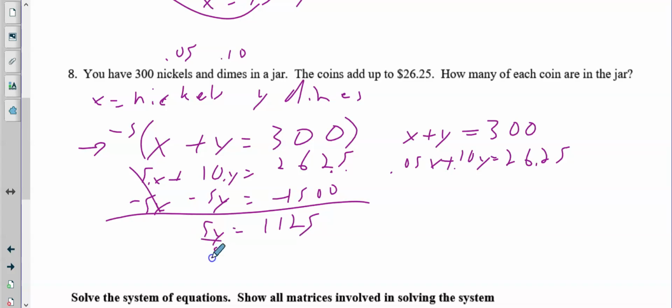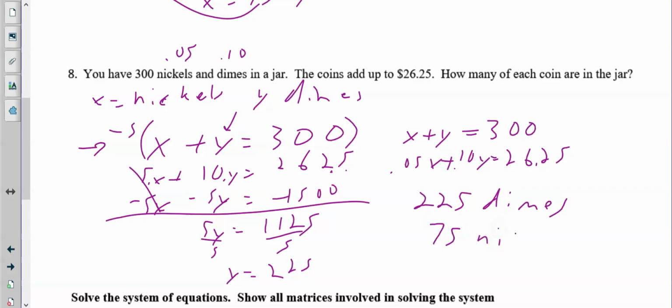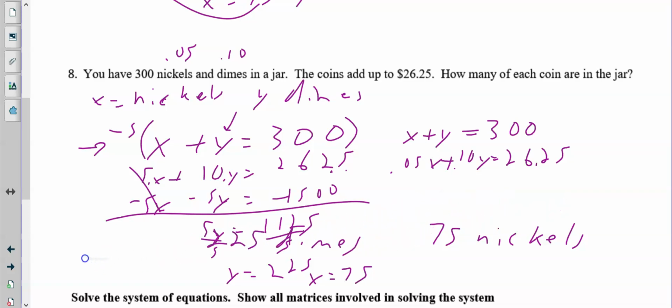And when you divide by 5, you're going to get 225. Now all you do is plug that back in here, subtract from 300, and you find out that this is how many nickels you got. Okay, actually I'm going to put this over here.